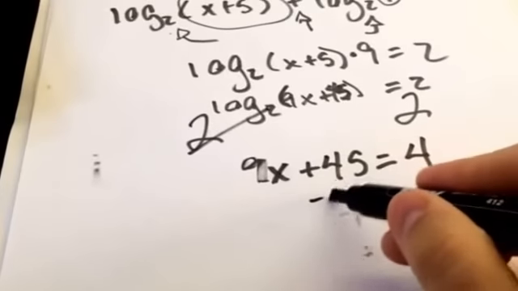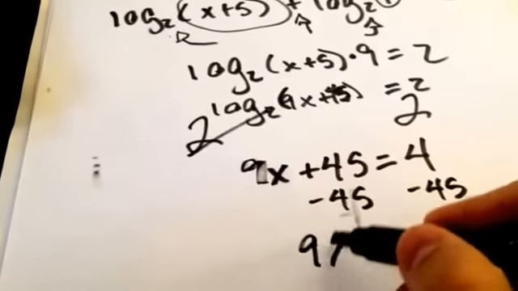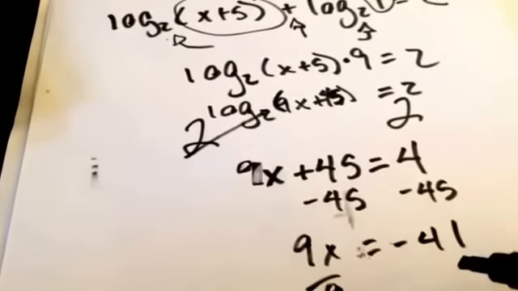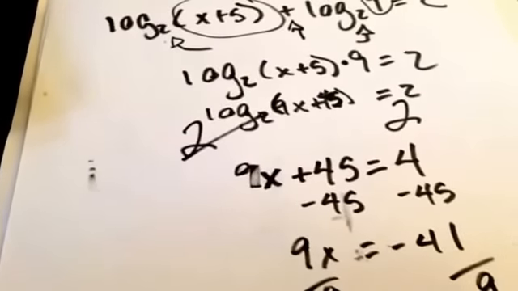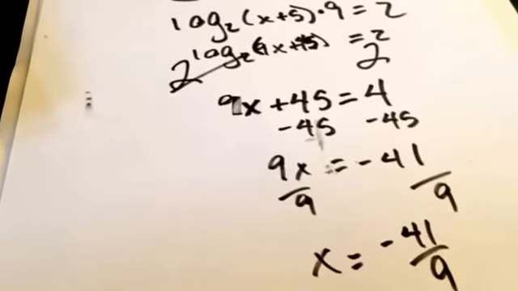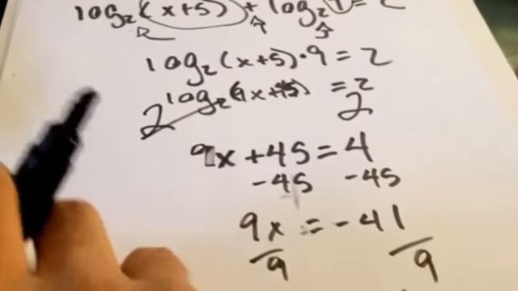Now I'm going to subtract 45. I get 9x equals negative 41, and divide by 9. X equals negative 41 over 9. And that's it. So that's all I'm doing on that one. Do another one.